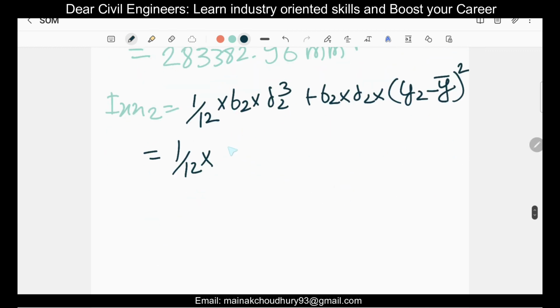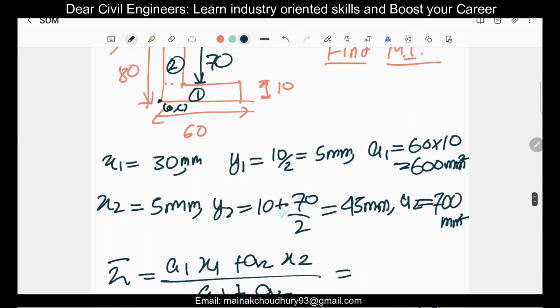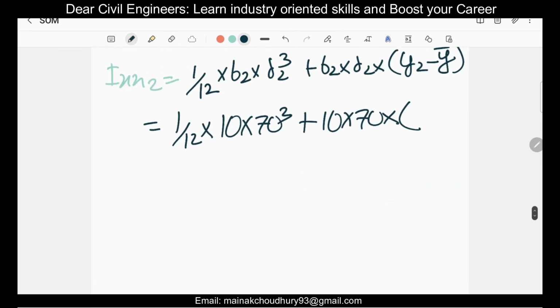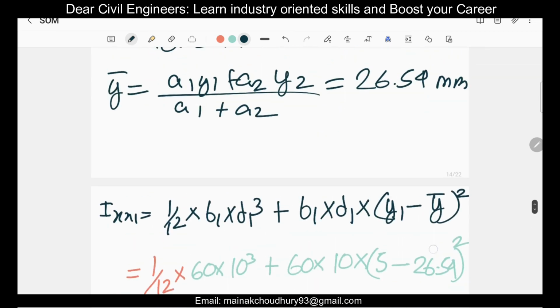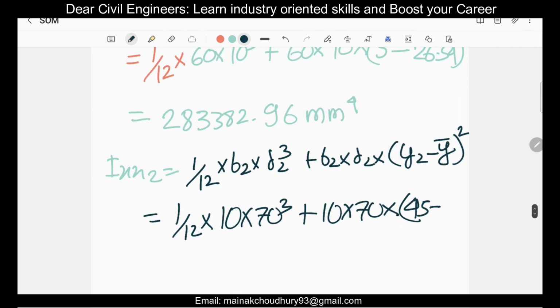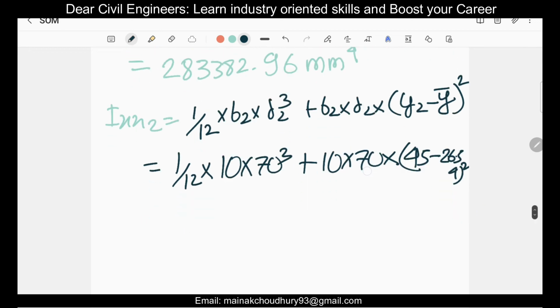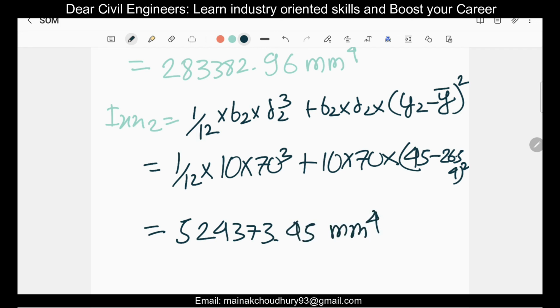So you can write here b2 is 10 into 70 cube plus 10 into 70 into y2, you can just check from here. y2 is 45 mm. So now it is 45 minus y bar, which you already calculated here as 26.54. So it is 45 minus 26.54 whole square, right? So if we just calculate this value, it will come as 524,373.45 mm to the power 4.